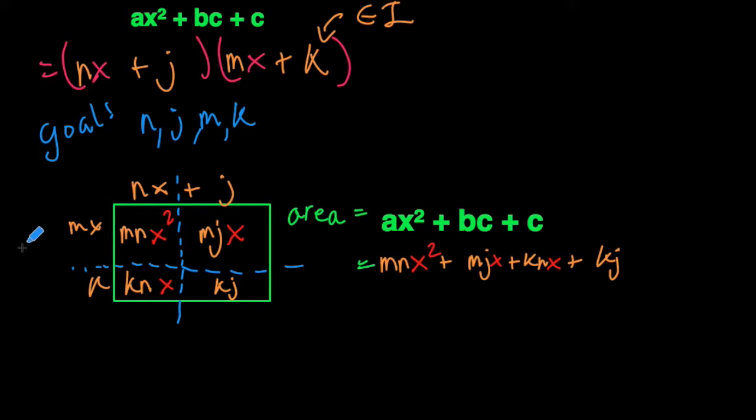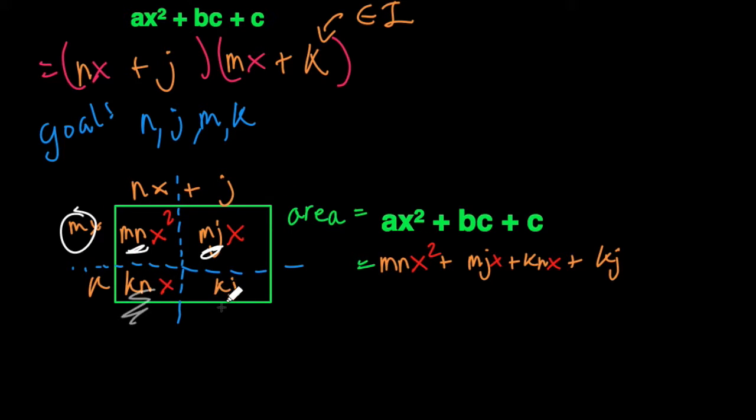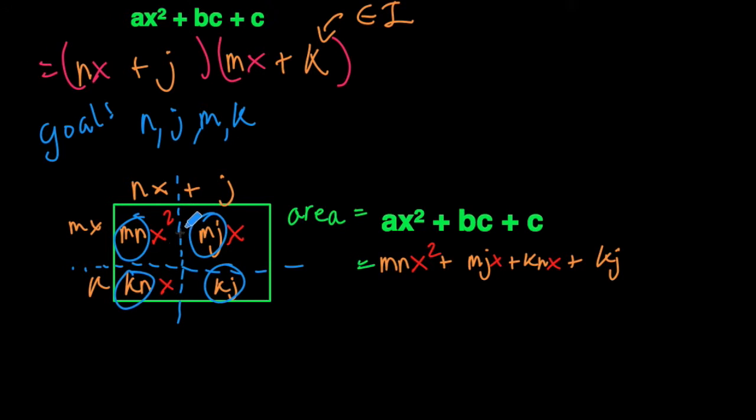Now why is that? Well, if I have the value of mn and mj, then I see m is common to both of these, I can find the value of m. If I have the value of kn and kj, I see that k is a common factor, I can find the value of k. And for the same reason, I can find the value of n, and I can find the value of j. So once I have the values of the orange things in this box, once I have this value, this value, this value, and this value, I can factor my trinomial.